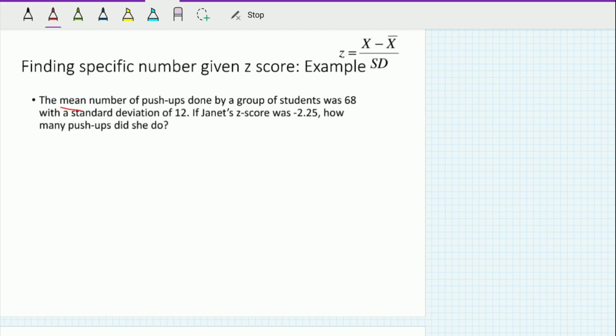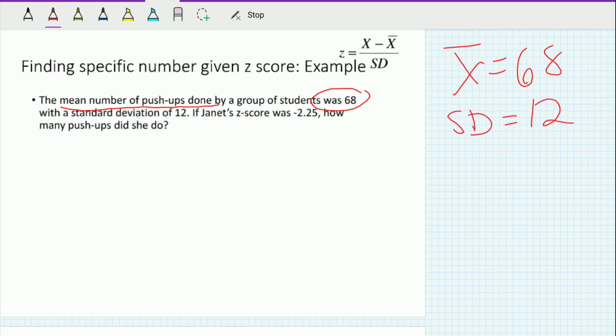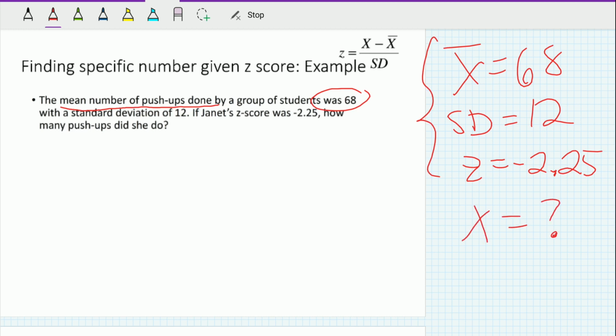The mean number of push-ups was 68. That's a lot of push-ups. So the mean number of push-ups is 68 with a standard deviation of 12. If Janet's z-score was negative 2.25, yeah, that sounds like my z-score actually. But anyways, how many push-ups did she do? So if you're looking at what I have here, what I'm missing is the raw score. How many did Janet actually do?